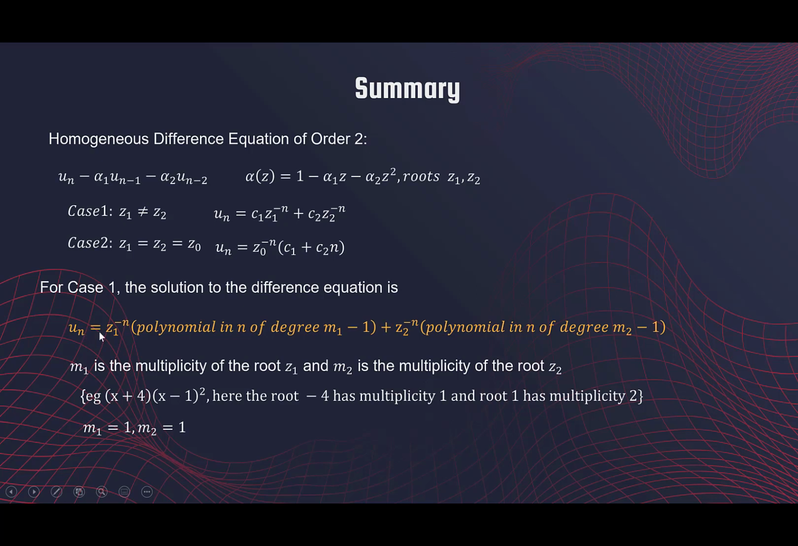So un would be z1 raised to minus n times a polynomial in n of degree 0, which is just a constant, right? A polynomial of degree 0 is a constant, and same thing here. So we rewrote this in terms of z1 raised to minus n and polynomials. Instead of calling this a constant, I'm calling this a polynomial of degree 0, and I'm calling this also a polynomial of degree 0.